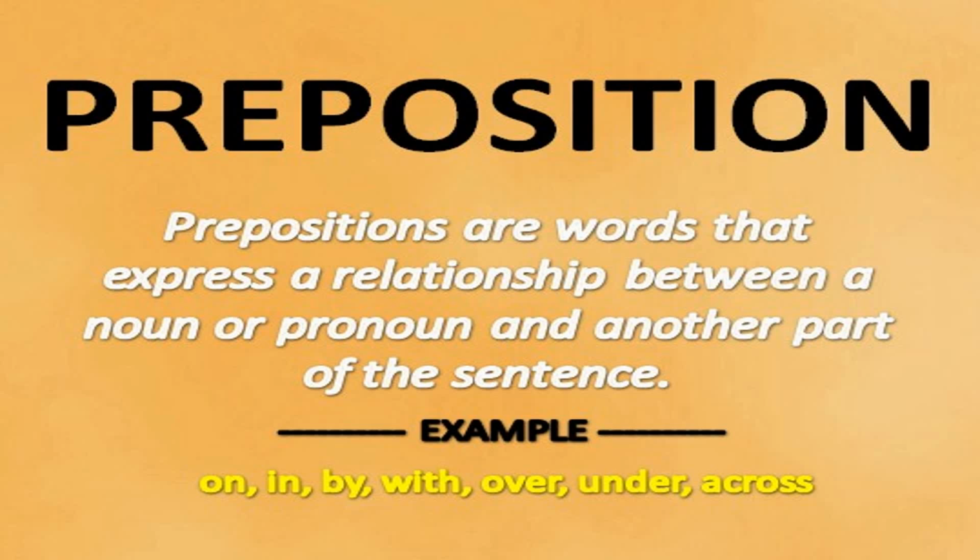Prepositions are words that express a relationship between a noun or pronoun and another part of the sentence. And the prepositions are on, in, by, with, over, under, across. ऐसे वर्ड्स जो नाउन और प्रोनाउन के पहले प्लेस किए जाते हैं और अदर वर्ड से रिलेशन बताने के काम आते हैं या बताने का काम करते हैं उन्हें हम प्रीपोजिशन कहते हैं.